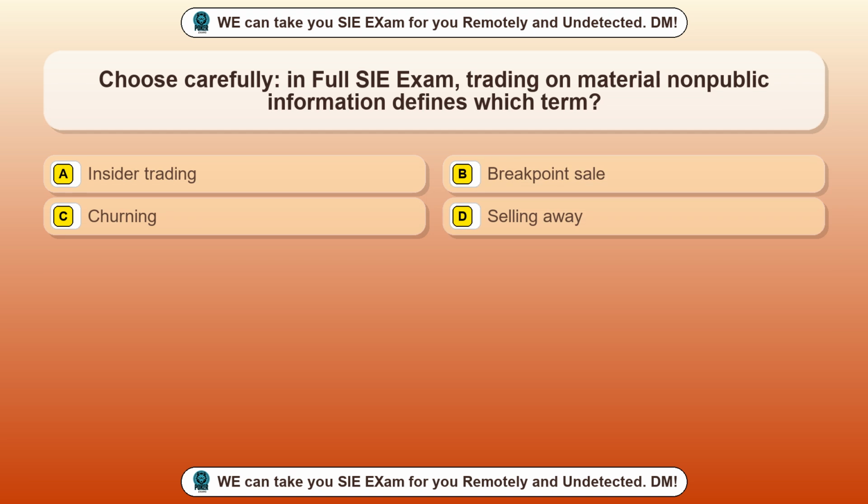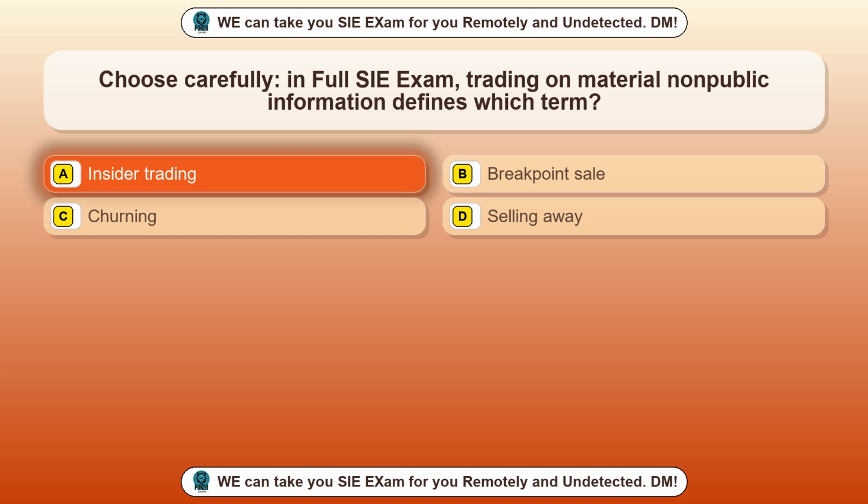Question 88. Choose carefully in full SIE exam. Trading on material non-public information defines which term? Option A, insider trading. Option B, breakpoint sale. Option C, churning. Option D, selling away. The correct answer is option A, insider trading.